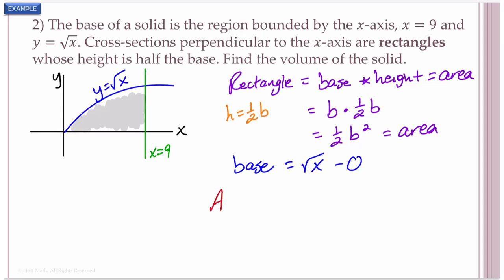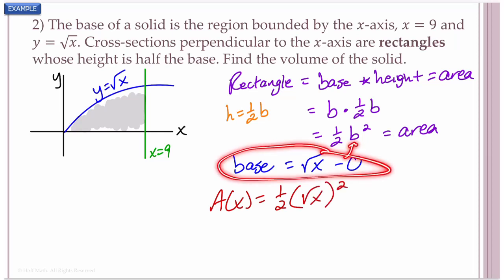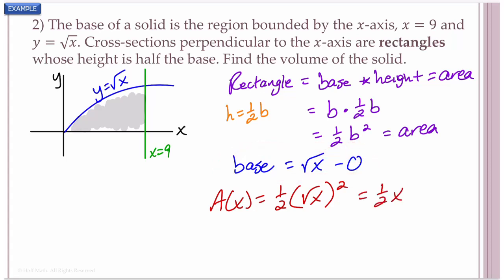So for our area function, that's going to be 1/2 times the square root of x squared, right? Because we just said that the base was the square root of x, so we're just substituting that in there. Square root of x squared, of course, is just going to be x. So it's going to be 1/2 times x, which makes your volume the integral from 0 to 9 of that function, 1/2 x dx, which is equal to 81/4.